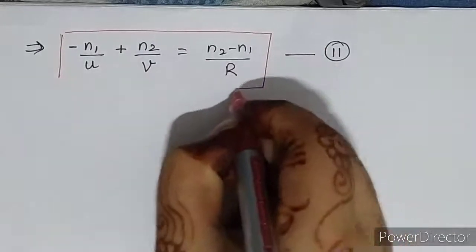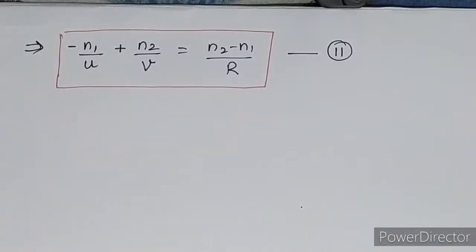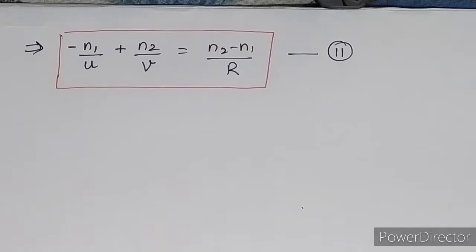And why I am telling you this is an important formula is because we have used this formula for calculating the Lensmaker formula. Okay, clear? Or we can say this relation is valid for both concave and convex surfaces. Now we are going to start our lens topic next.